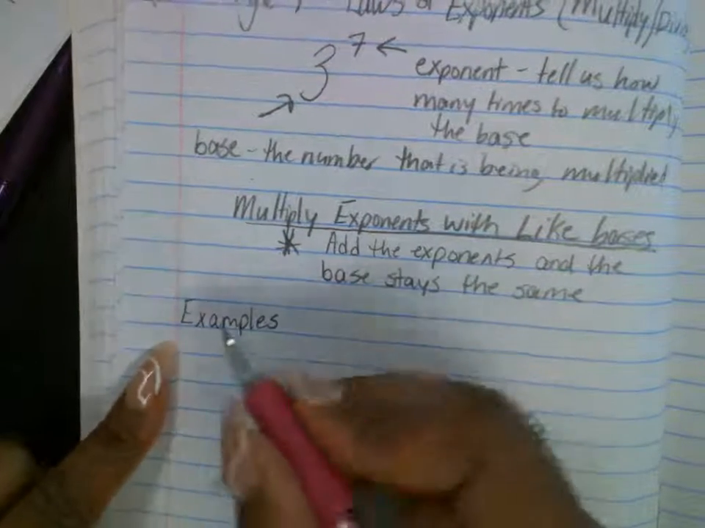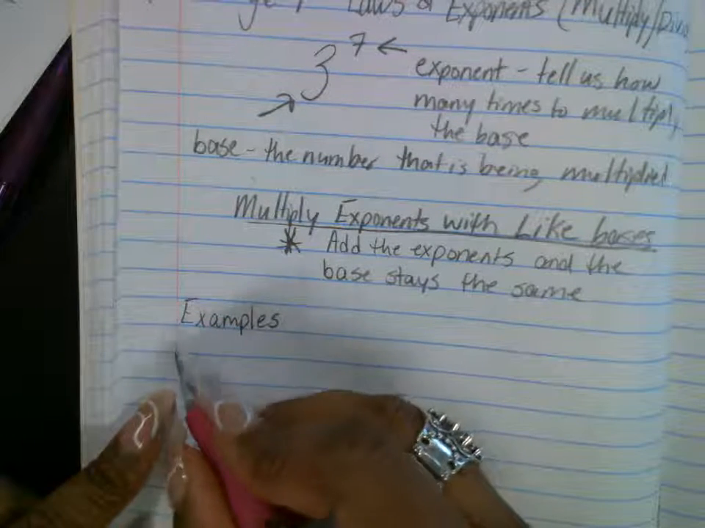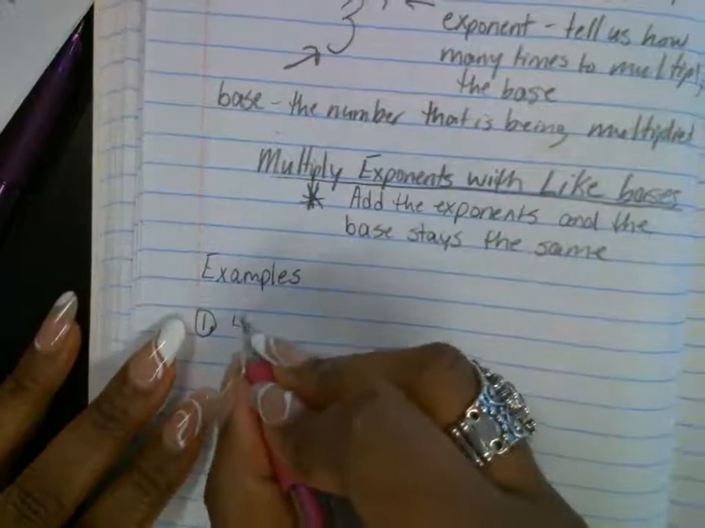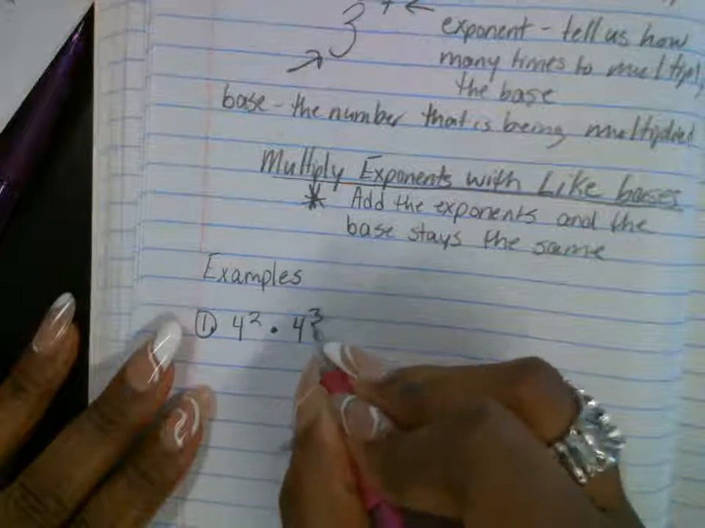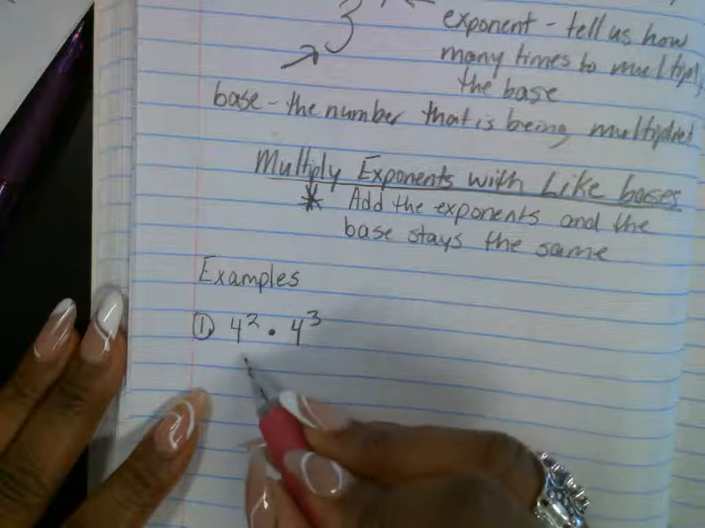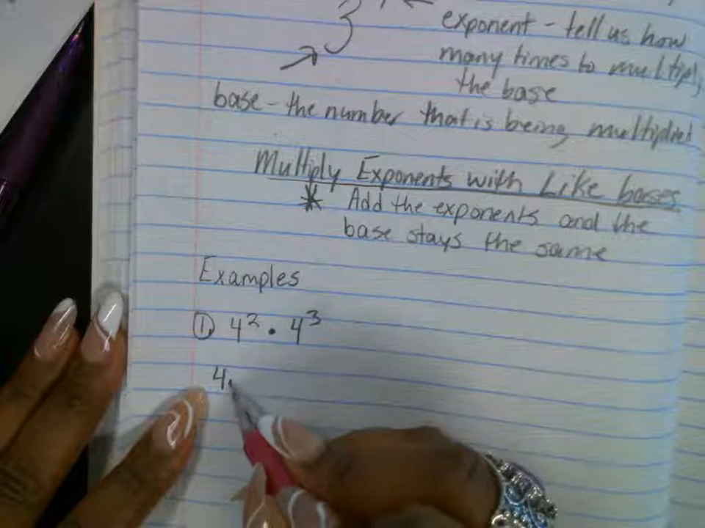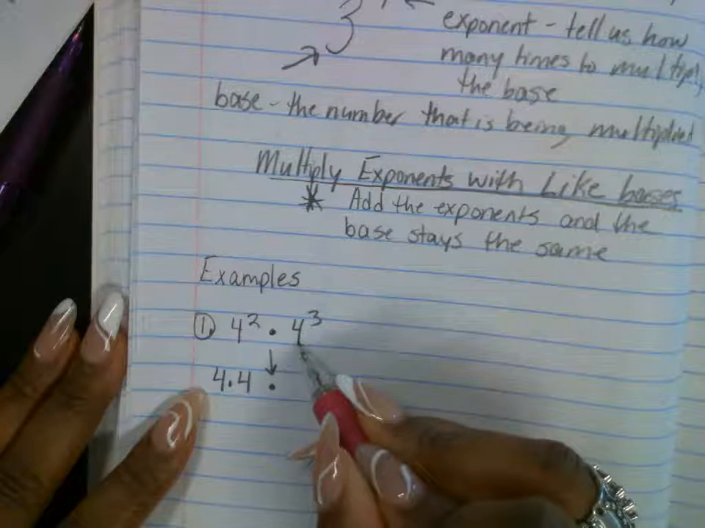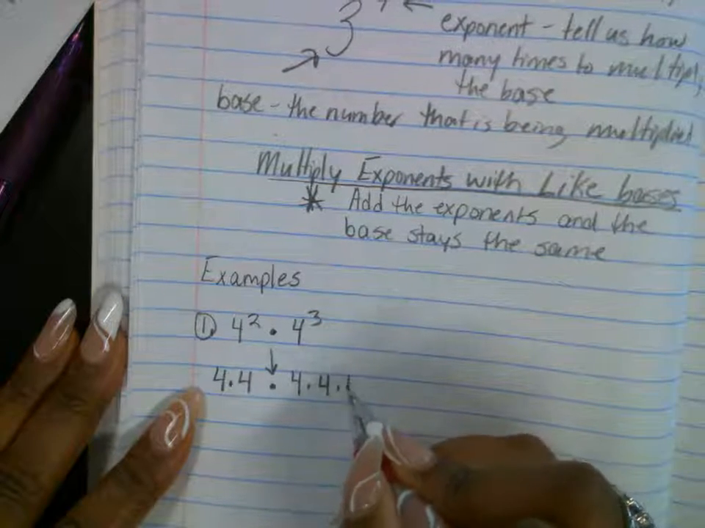All right, so here we go. We're going to do the expanded form and the shortcut to these examples. Please make sure that you're listening. So we have 4 to the second, times 4 to the third. Notice how the bases are the same. This is saying that 4 is being multiplied 2 times, so that's 4 times 4. In addition, 4 is also being multiplied 3 times here. That's 4 times 4 times 4.